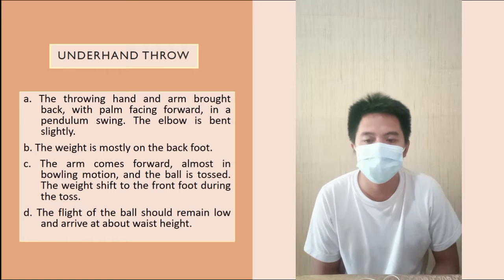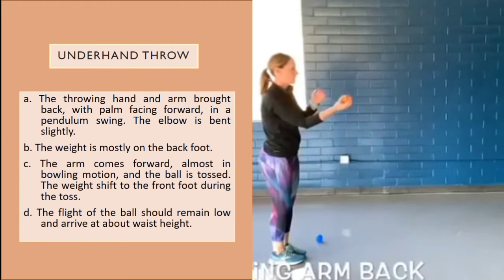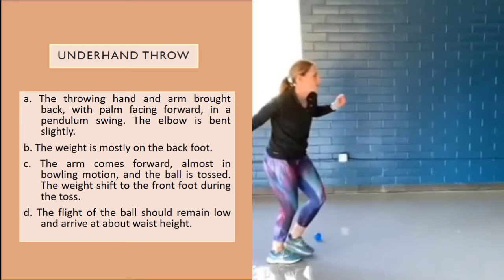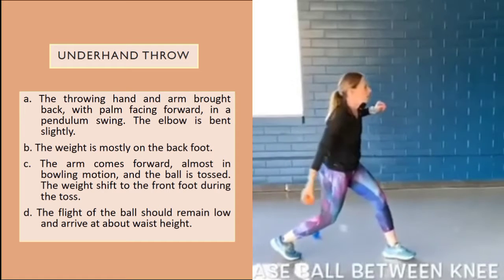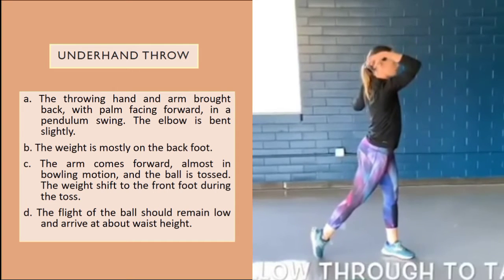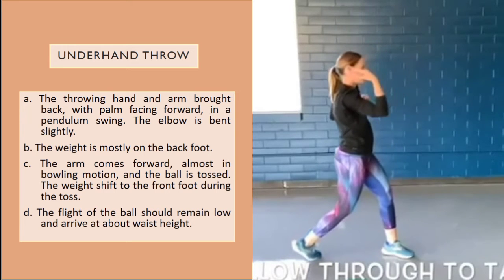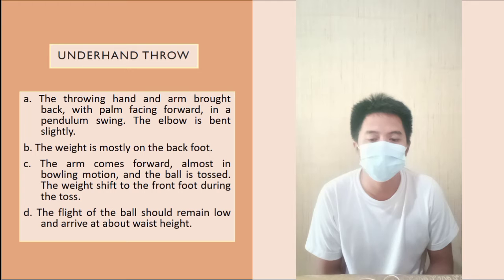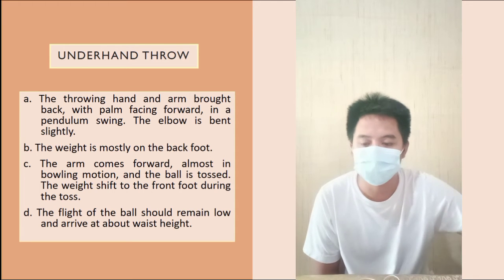Next is the underhand throw. The throwing hand and arm are brought back with the palm facing forward in a pendulum swing. The elbow is bent slightly. The weight is mostly on the back foot. The arm comes forward almost in a bowling motion. The ball is tossed. The weight shifts to the front foot during the toss. The flight of the ball should remain low and arrive at about waist height.